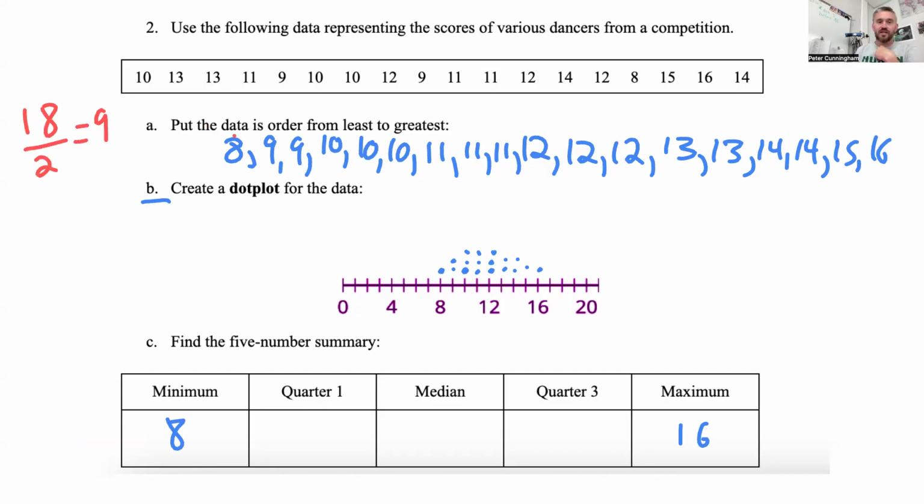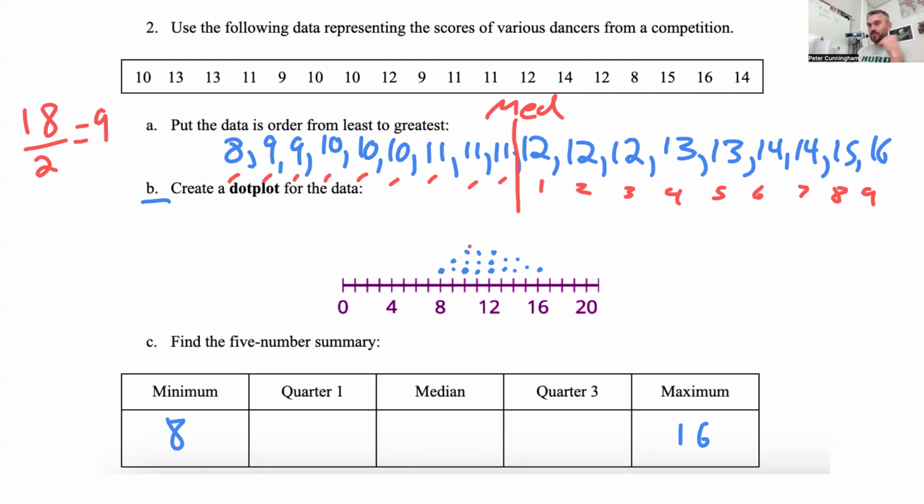The ninth number in this data set is where I need to have 9 numbers on each side of the median. So if I count here, 1, 2, 3, 4, 5, 6, 7, 8, 9. Let me double check. So my median is going to be between 11 and 12. If I did that right, then I should have 9 on both sides. Yahtzee, I did it right. So my median is between 11 and 12.